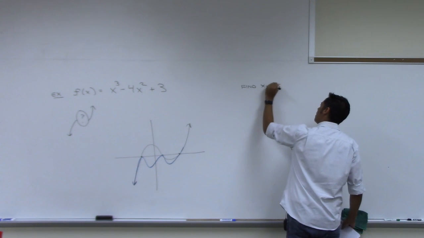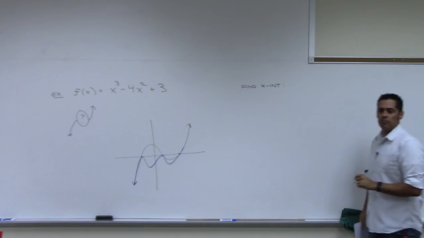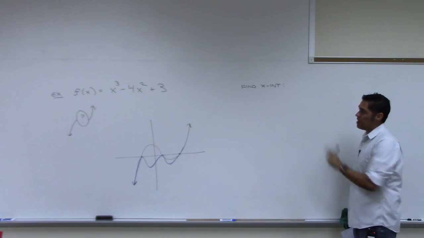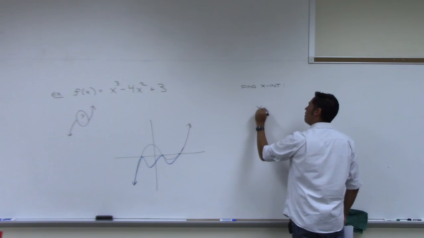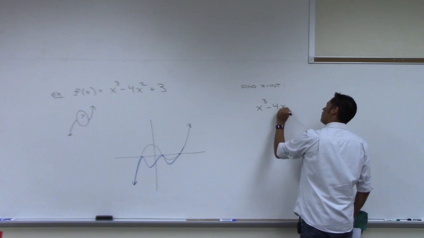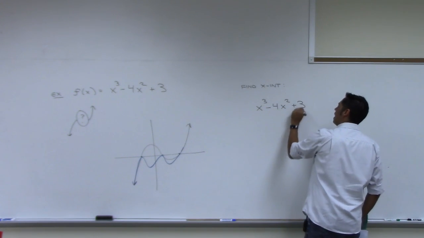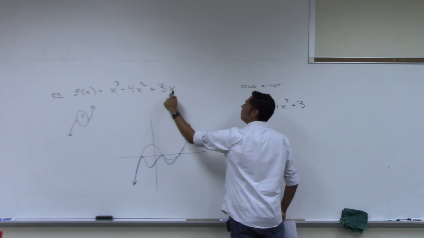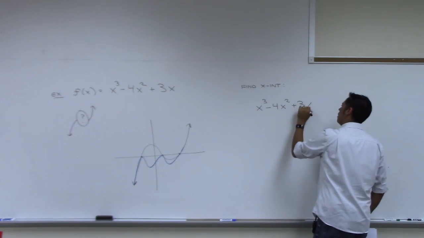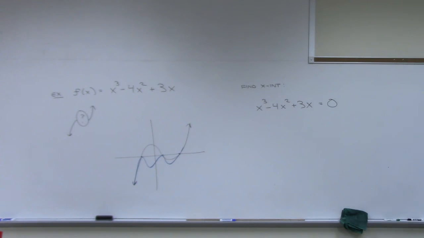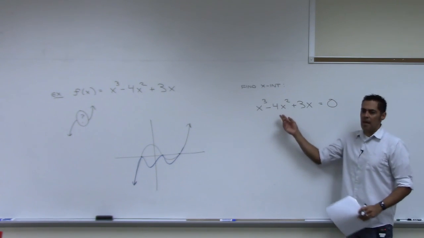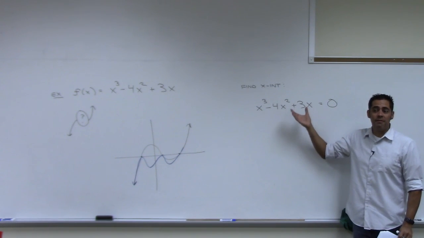How do we find x-intercepts? We set that function equal to 0, right? Oh, I forgot an x on the end of this. Sorry, there's an x right there. We set this equal to 0. Now, I intentionally designed this problem so it would work out. If we're trying to set this equal to 0, that means we have to take this side and factor it.